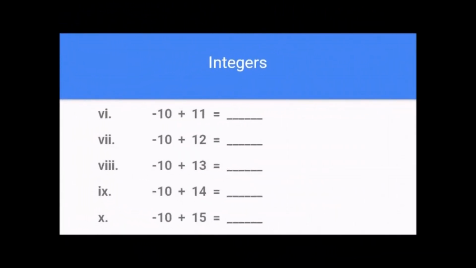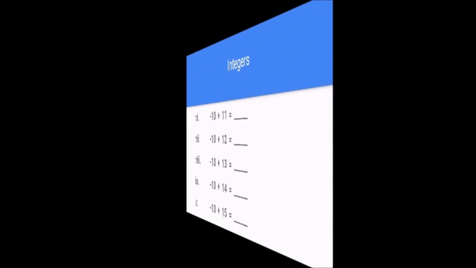Integers, let's continue. Negative 10 plus 11. Negative 10 plus 12. Negative 10 plus 13. Negative 10 plus 14. And negative 10 plus 15. Let's see if we can work these out. Remember, if you look at the two numbers, and whichever one is bigger, you have to use the sign in front of that number. Just looking at the numbers themselves.